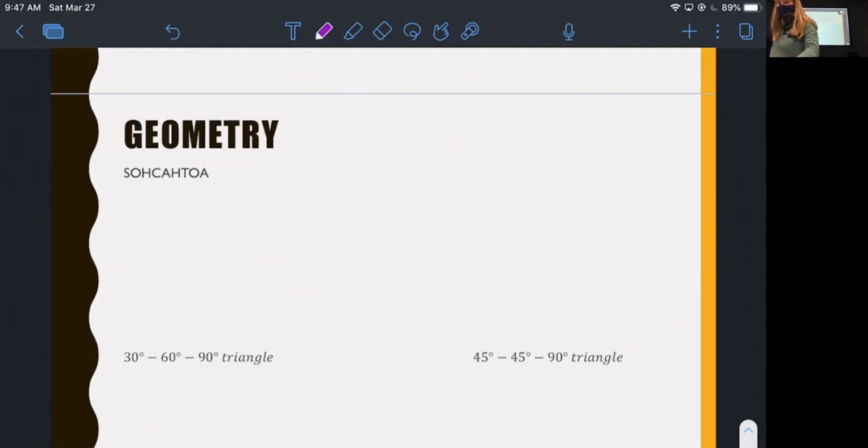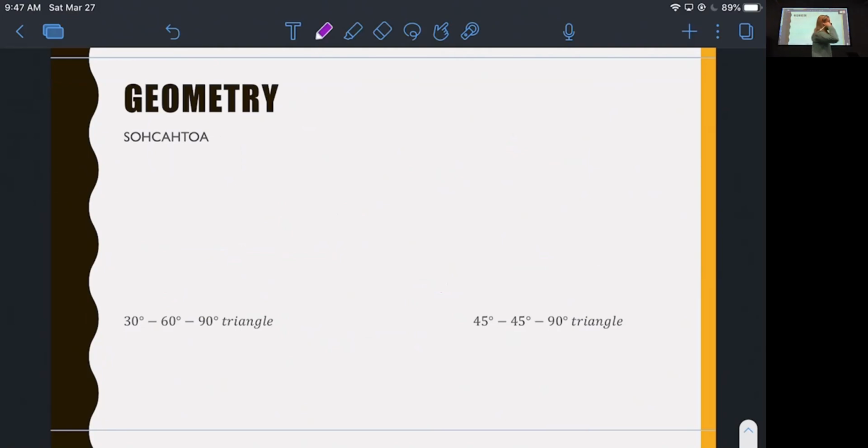Geometry. SOHCAHTOA does show up on the test. SOHCAHTOA is sine, cosine, tangent in a right triangle. The easiest way to remember it is if you have a right triangle, and let's just call this triangle ABC. And let's say we know that this side is 5 and this side is 4.